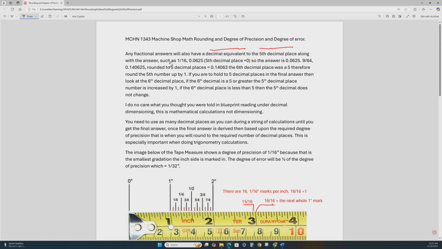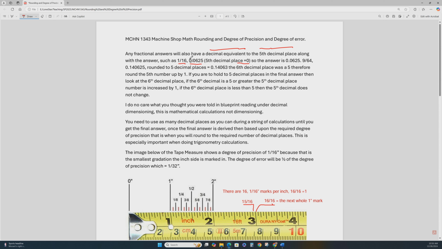All right. If we have an answer such as 1/16 of an inch, the decimal equivalent of 1/16 is 625 10,000ths. Okay, it's 0.0625. The 5th decimal place, this is 1, 2, 3, 4. We said 5 decimal places, but in this case, the 5th decimal place is a 0. So you don't need to put the 0 on the end of it unless you just really want to.